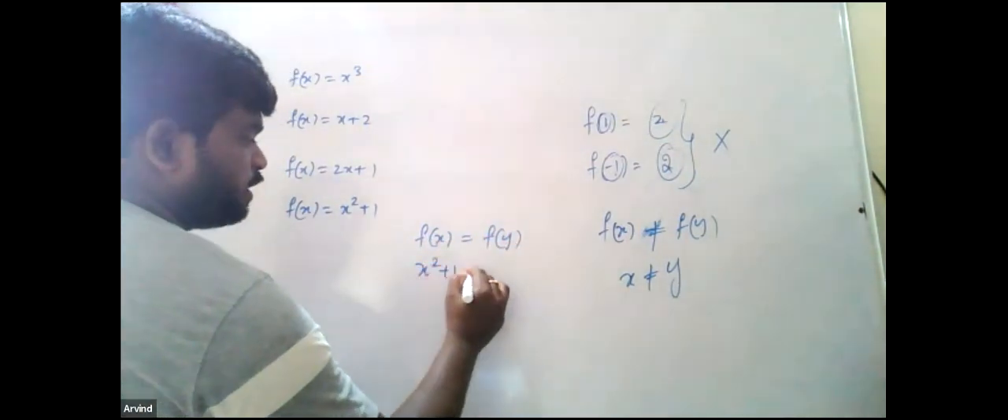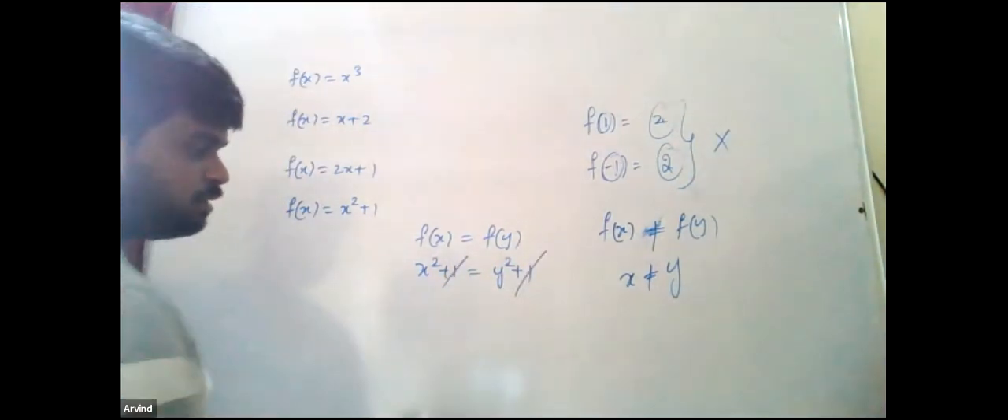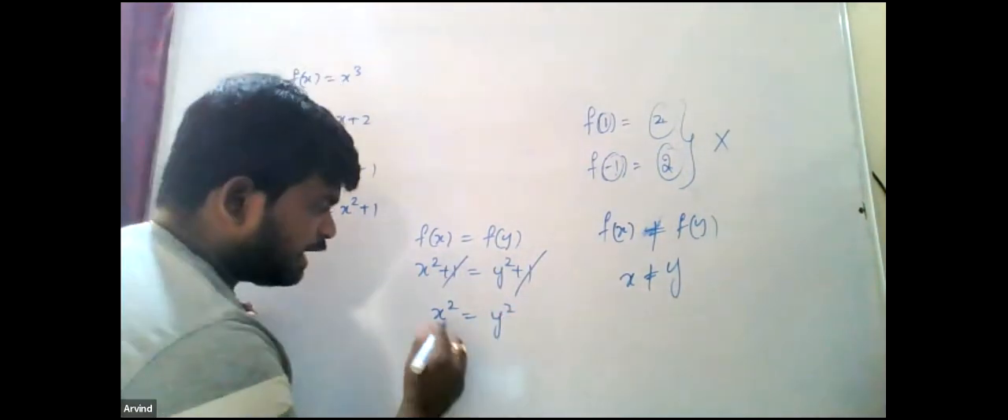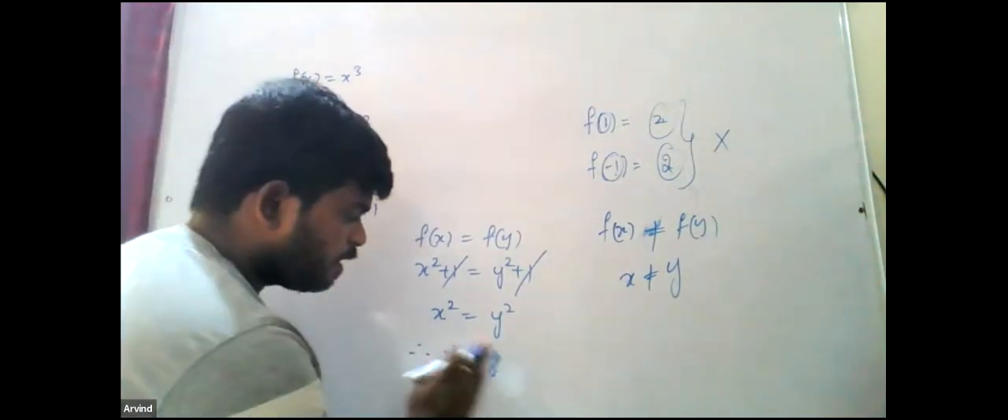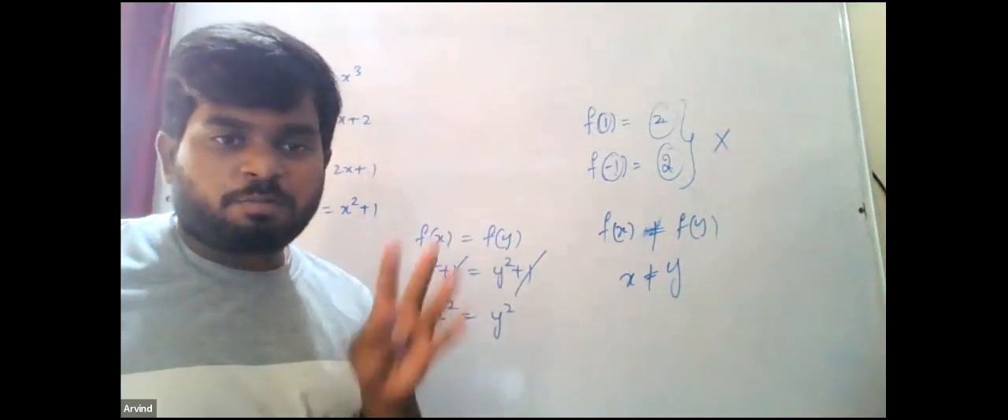x square plus 1 is equal to y square plus 1. 1 and 1 get cancelled. Therefore, x square is equal to y square. You should not directly write x is equal to y. That is wrong. This is possible only if x and y both are positive.